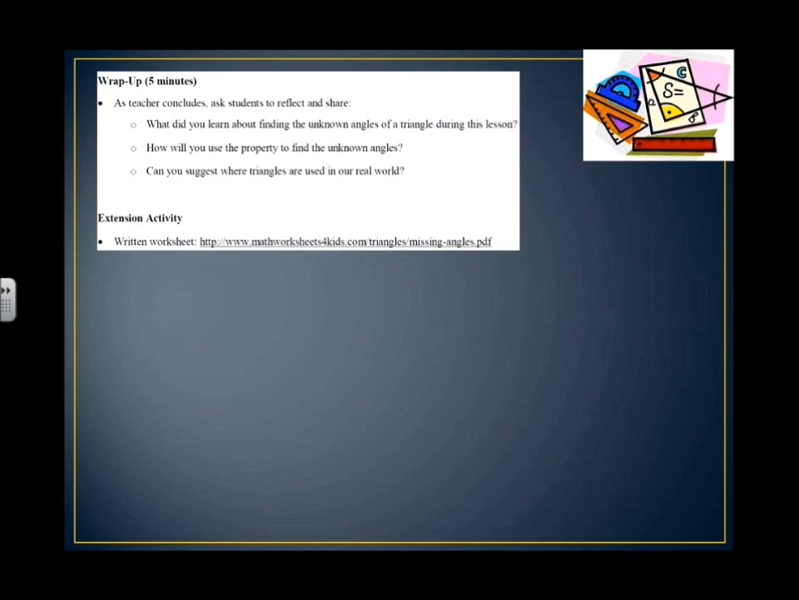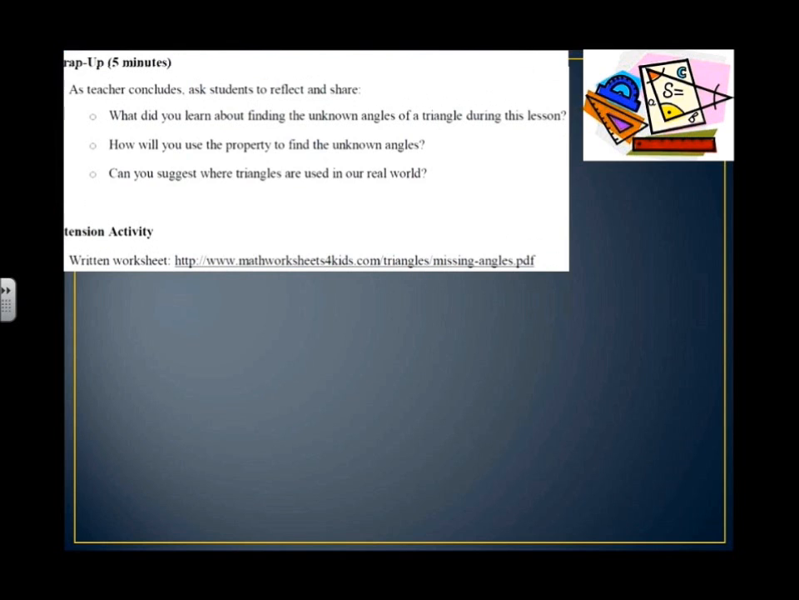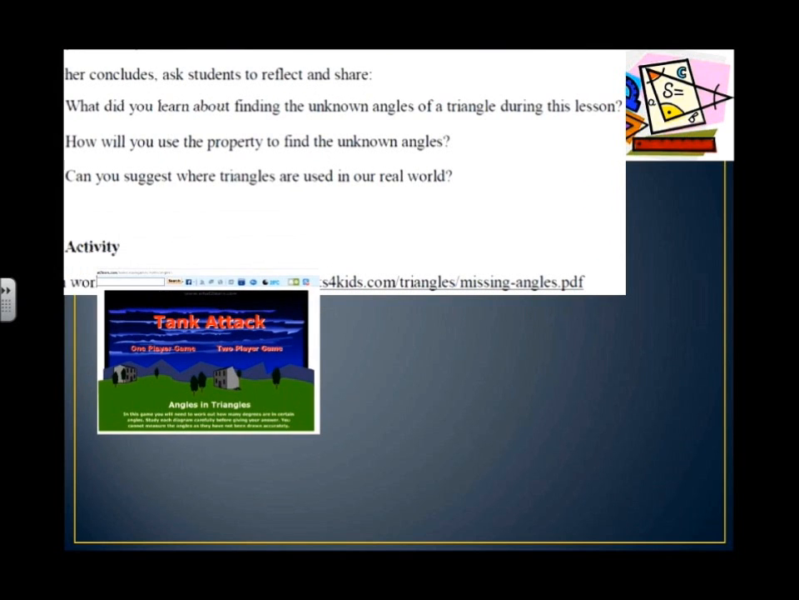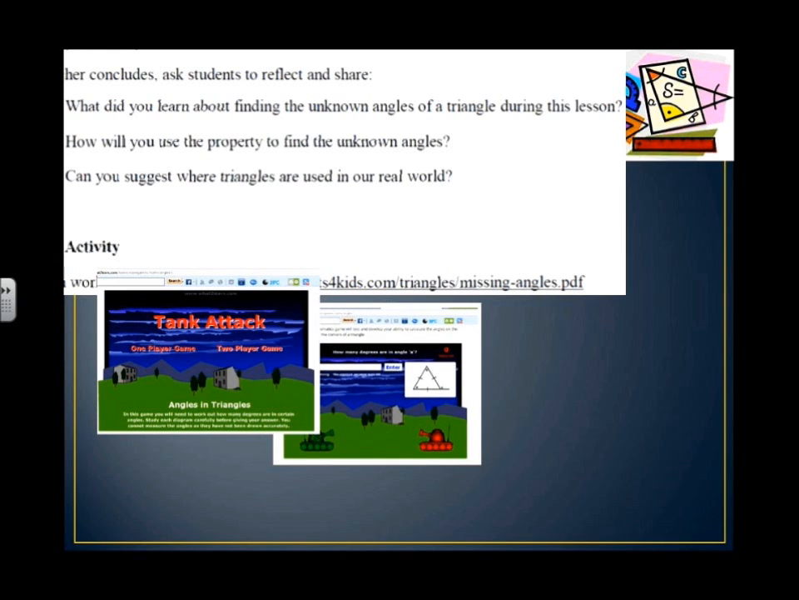For the extension activity, students will be given a written worksheet by following the website given. These are the activities that will be used during this lesson.